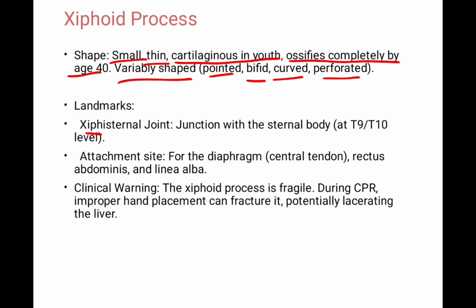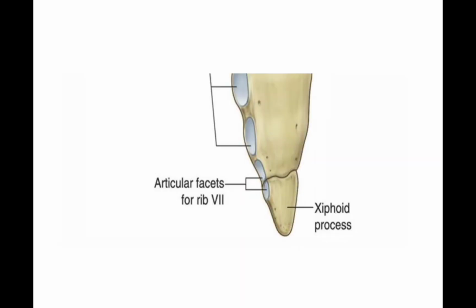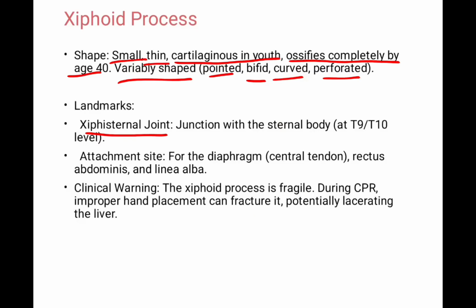For important landmarks, we have the xiphoid joint, which is the joint between the sternum and the xiphoid process. We also have attachment sites, specifically for the central tendon of the diaphragm. Now, this is majorly located on the inner aspect of the xiphoid process.